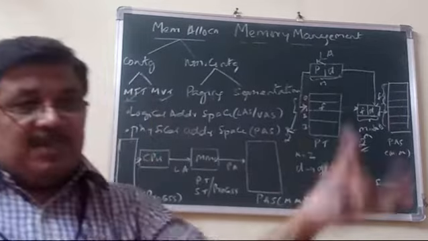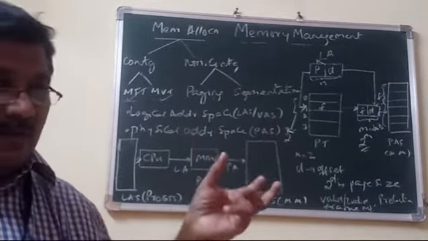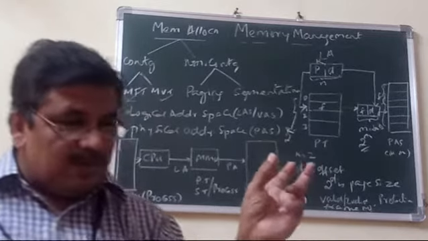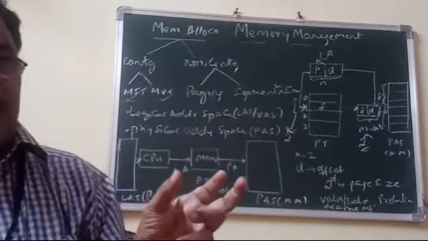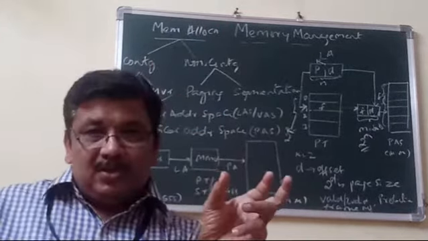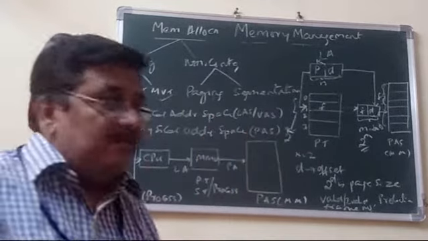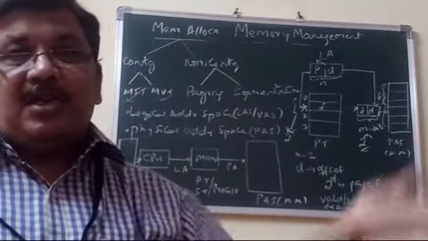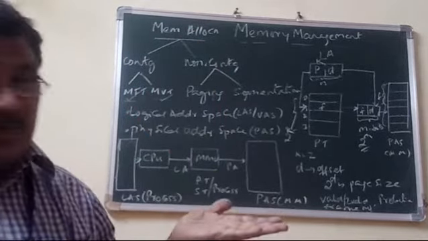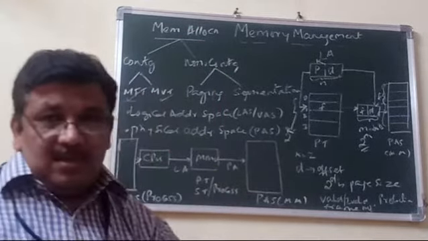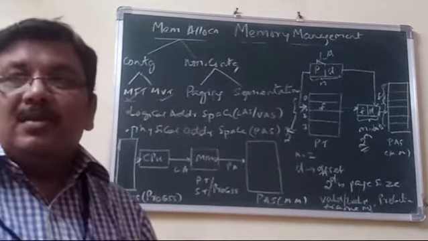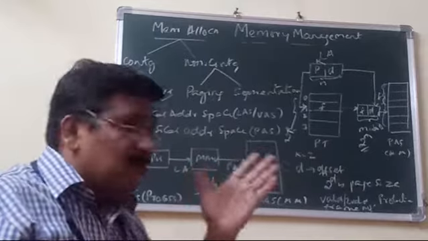Then the second algorithm is best fit. Whatever size is required by the process, the smallest partition that can accommodate this process is the best fit. Then worst fit is the largest, the biggest partition that can accommodate the given process. That is called the worst fit algorithm.